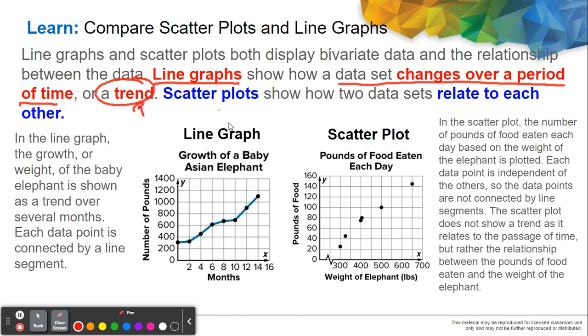Let's take a look at this example. In this line graph, the growth, or the weight, of the baby elephant is shown as a trend over several months, and each data point is connected by a line segment.